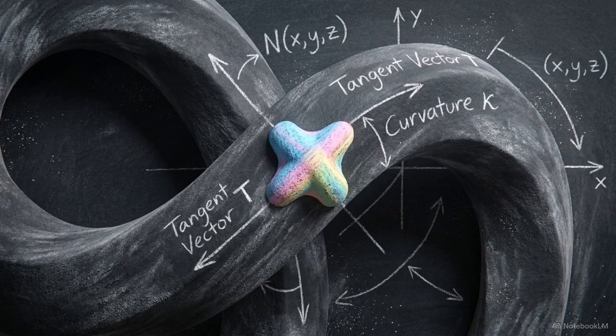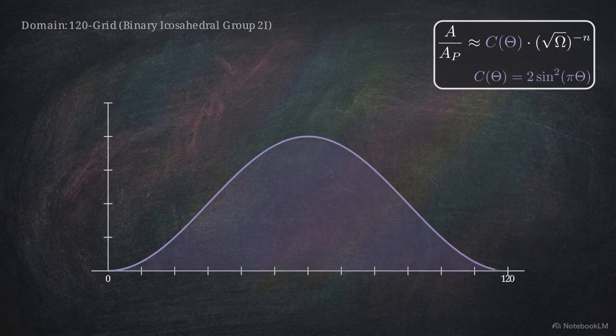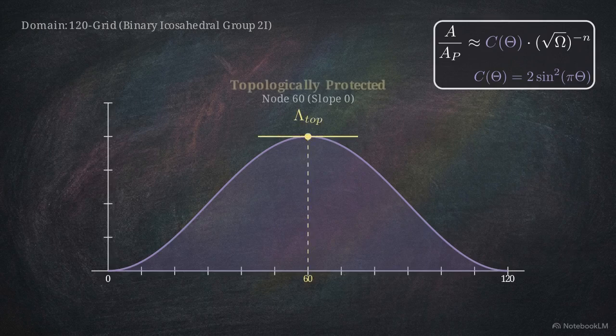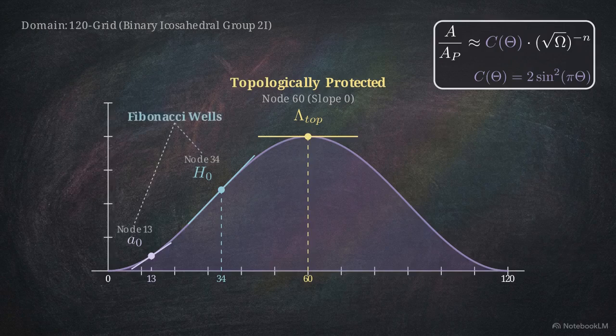The leading digits are determined by the phase operator. The cosmological constant sits at node 60, the center peak with zero slope, making it topologically protected. Meanwhile, the Hubble rate and Mond acceleration scale occupy the steep slopes of Fibonacci wells 34 and 13. These small constants are exact, predictable dilution factors derived from specific coordinates on the manifold triad.